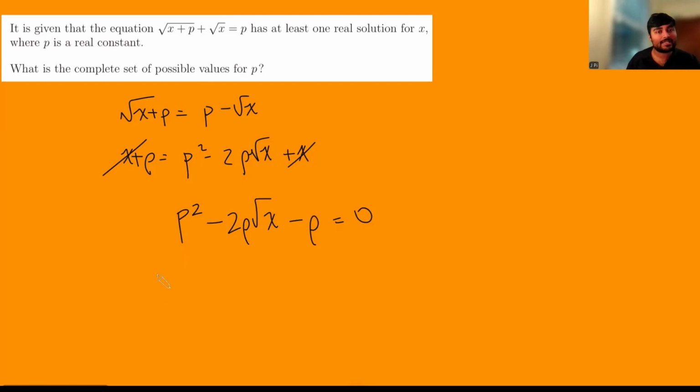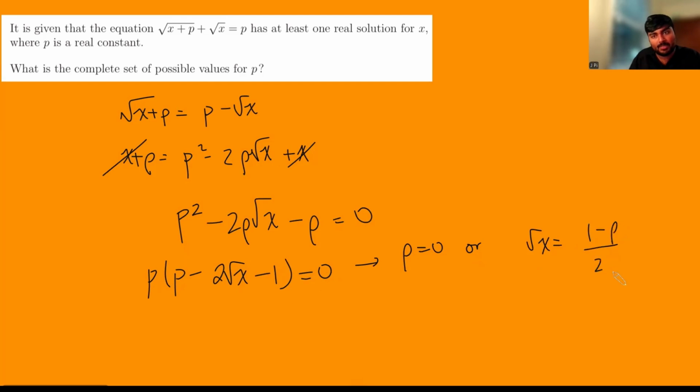equals 0. Let's factor out the p. We don't want to divide by it because it could be 0. Factoring it out, we get p times (p minus 2 root x minus 1) is 0. Okay, cool. So this gives us two possibilities here. So either p is 0 or root x equals p minus 1 over 2, sorry, I've got that the wrong way around. And so therefore x would be (p minus 1 over 2) squared.